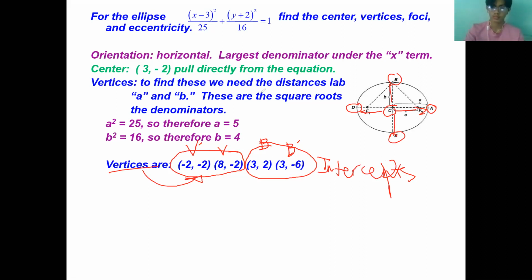Get it? Now let's find the coordinates of your foci. By the way, class, if I'm going to ask this question, you may not include the intercepts if it is not needed.